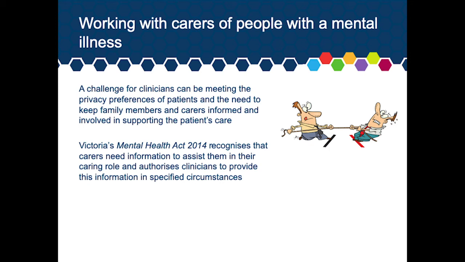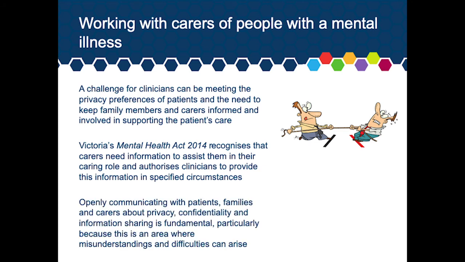Victoria's Mental Health Act recognises that carers need information to assist them in their caring role and authorises clinicians to provide this information in specified circumstances. Openly communicating with consumers, families and carers about privacy, confidentiality and information sharing is fundamental, particularly because this is an area where misunderstandings and difficulties often arise.